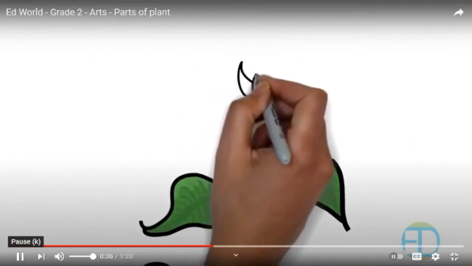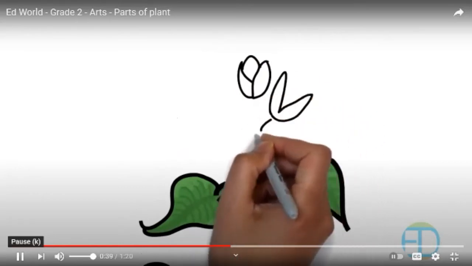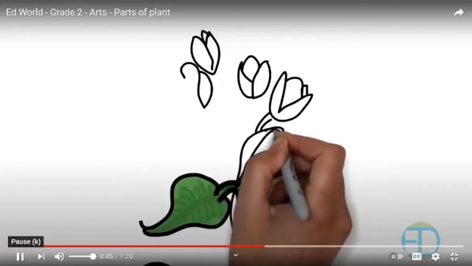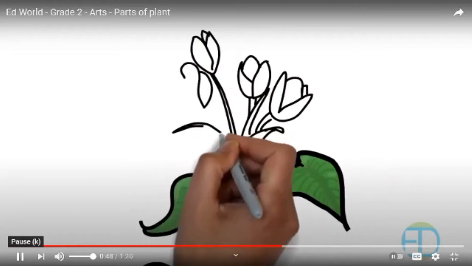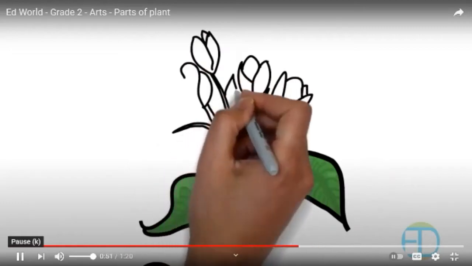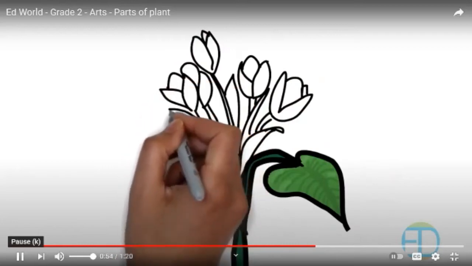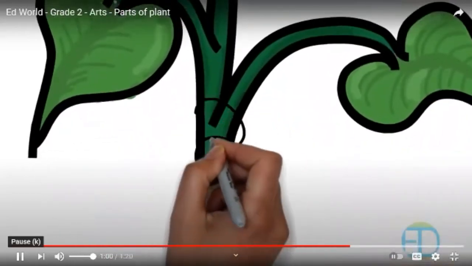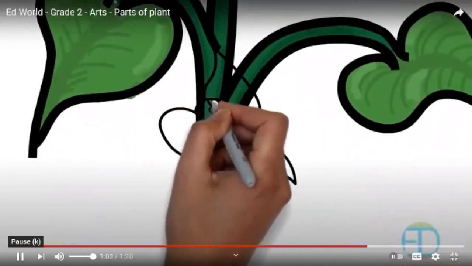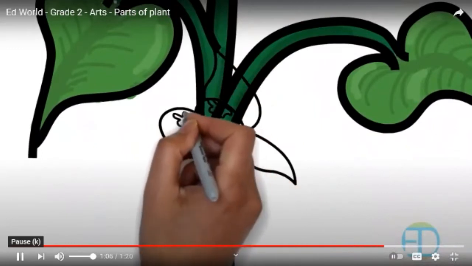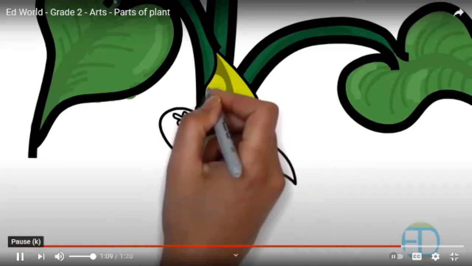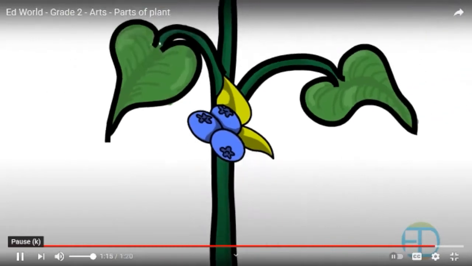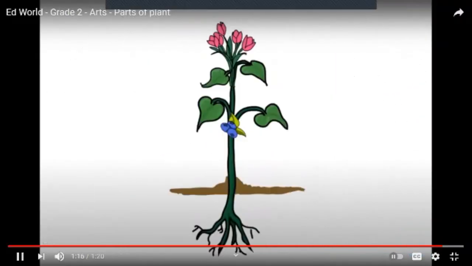Now let's draw the flower that grow on the plant. They come out as branches from the stem of the plant. Now let's color the flower. The plants also grow fruits. The fruits are grown on the branches of the stem. Now let's color the fruit. This is a part of a plant.